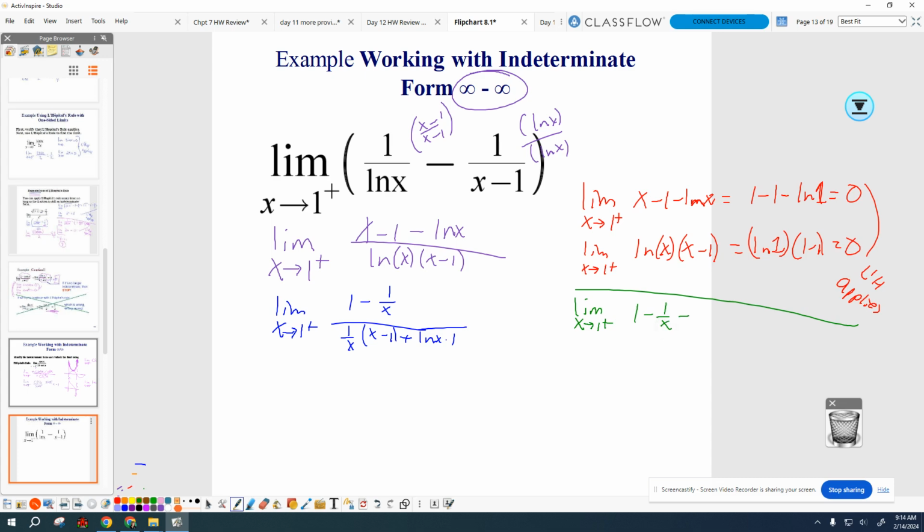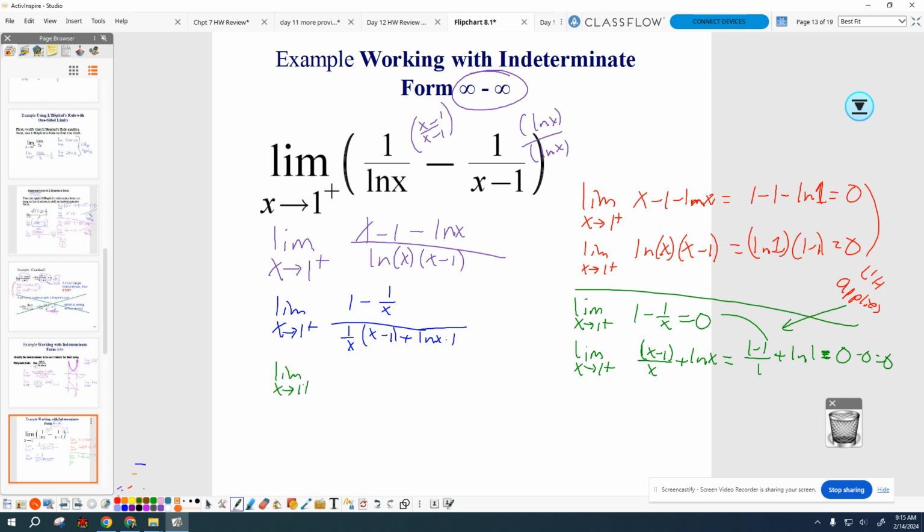1 minus 1 over x is 0 as we approach 1 from the right in the denominator. 1 minus 1 over 1 plus natural log of 1. Well, that's 0 minus 0. So again, L'Hopital's applies here as well.